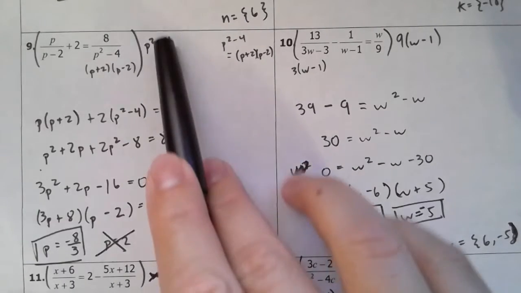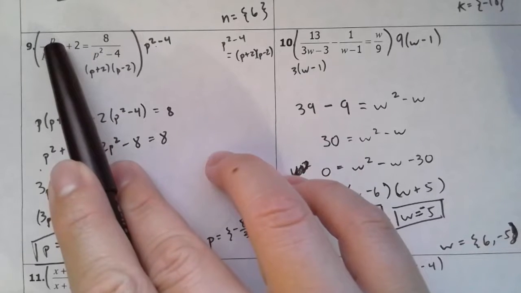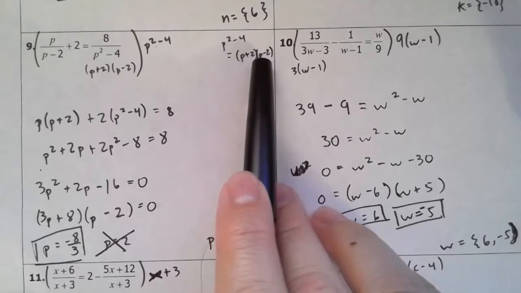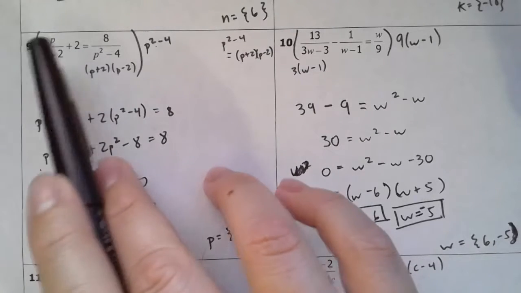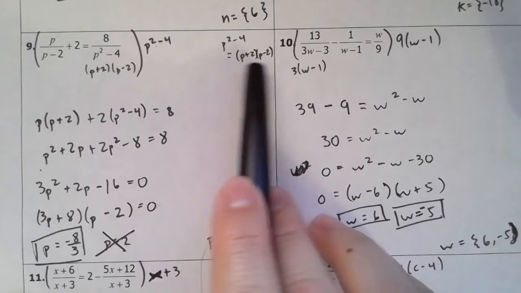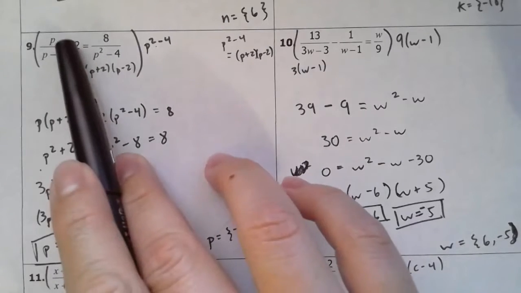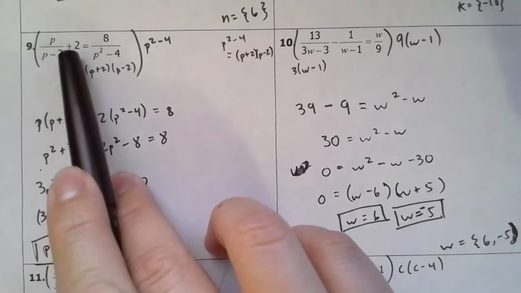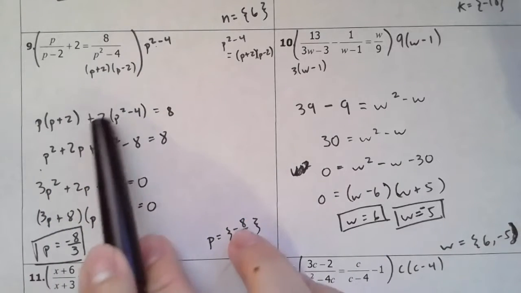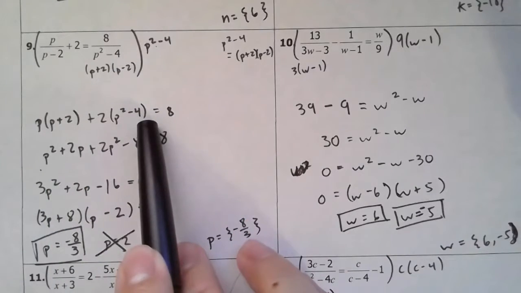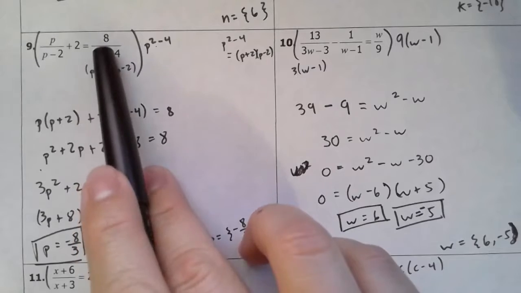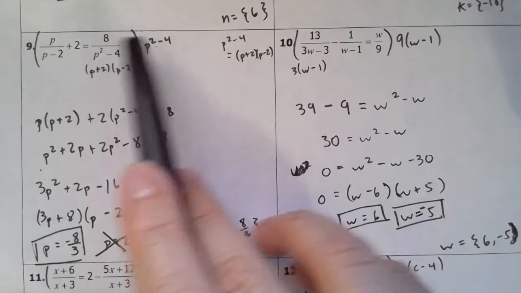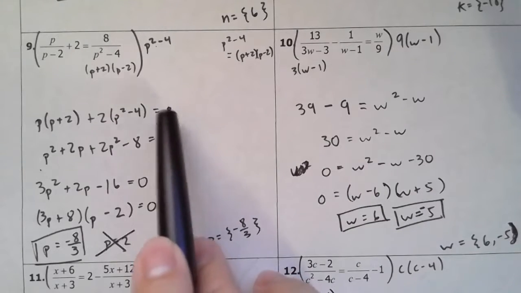When I distribute this here, I have p times p squared minus 4. But I know it's p plus 2, p minus 2, and I have p minus 2 here, so this is going to cancel out with one of those factors. So I really just get p times p plus 2 right here, plus 2 times p squared minus 4. That's this one here. Is equal to, and if I multiply this here with this, this and this will cancel, so I get just the numerator, 8.